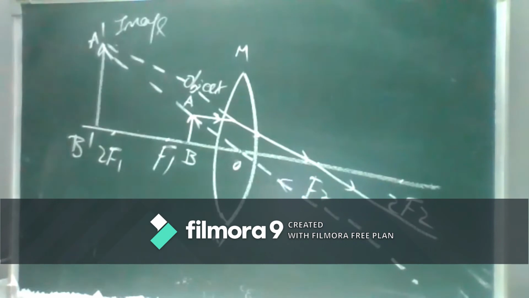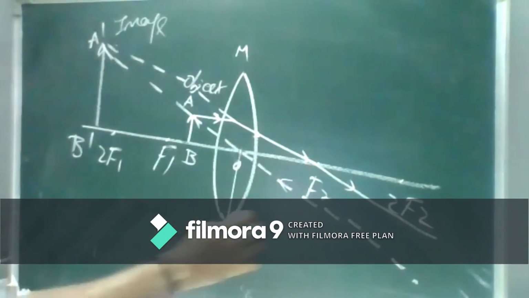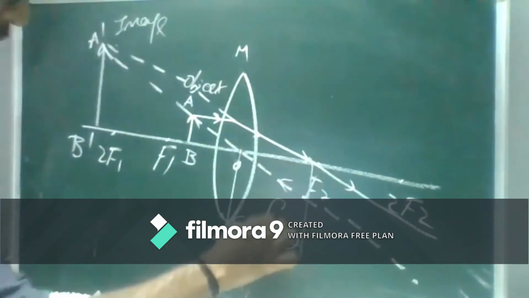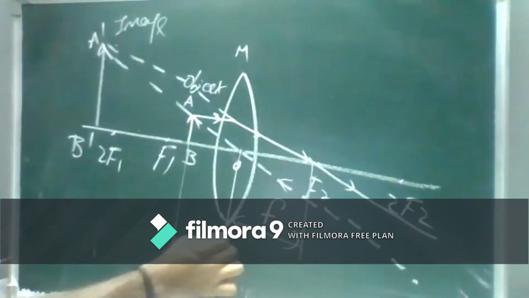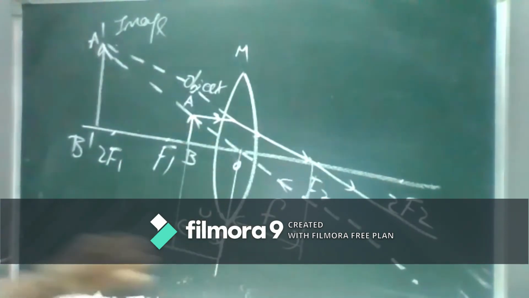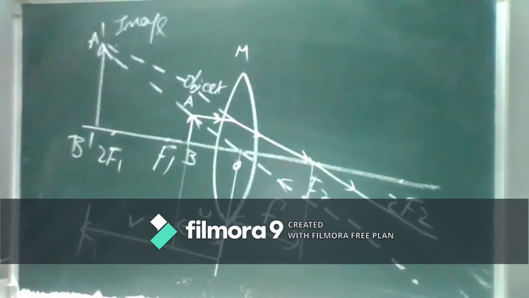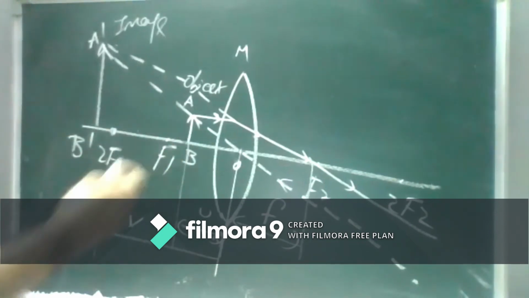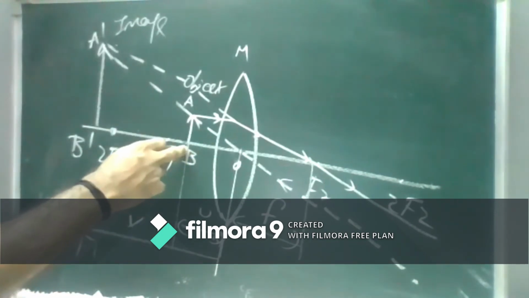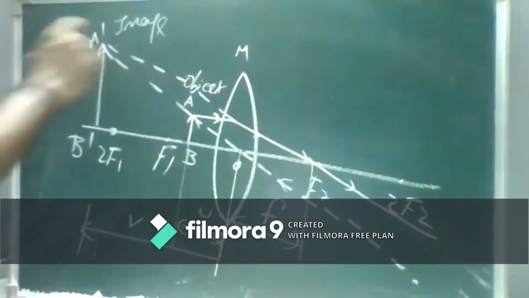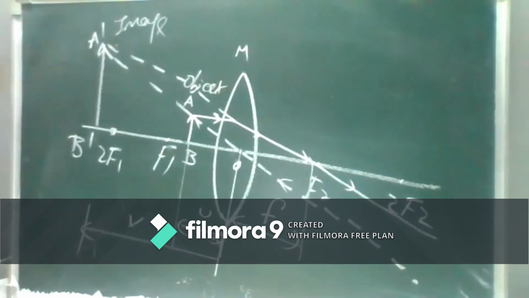Okay, when we look at the distances: from the center to the focus is the focal length, from the center to the object is u, and from the center to the image is v. It is beyond 2F1. The image is formed beyond 2F1 or within 2F1, so it depends upon the position of the object. When I close it, where the trace-out points meet, that is your image. It looks enlarged compared to the object. So this is the ray diagram for the convex lens. This is virtual and direct.